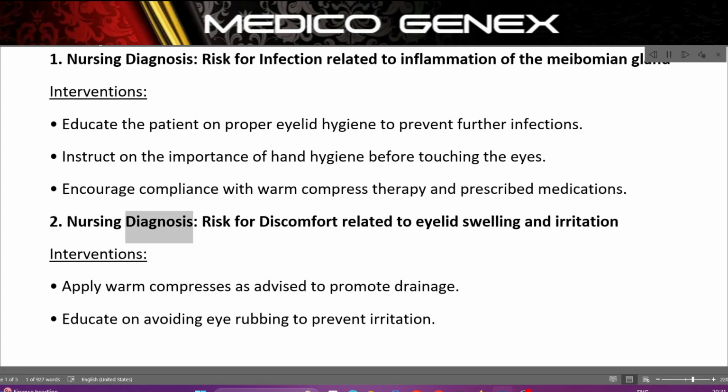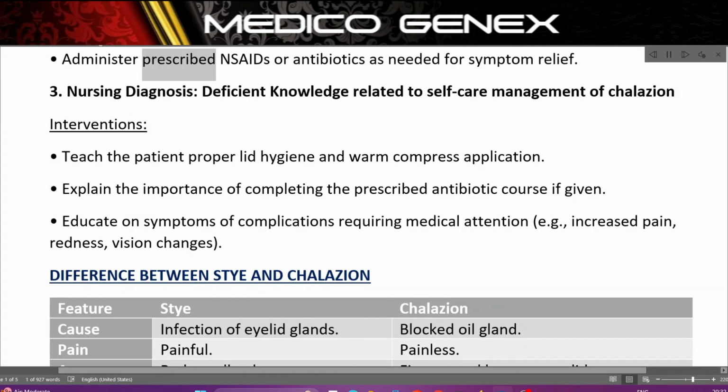2. Nursing diagnosis, risk for discomfort related to eyelid swelling and irritation. Interventions. Apply warm compresses as advised to promote drainage. Educate on avoiding eye rubbing to prevent irritation. Administer prescribed NSAIDs or antibiotics as needed for symptom relief.